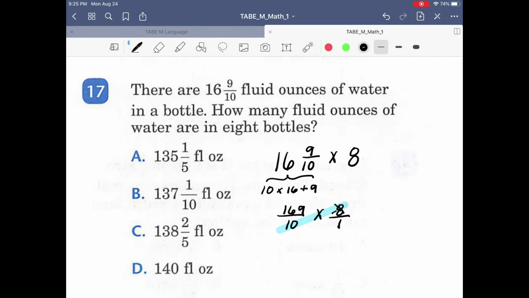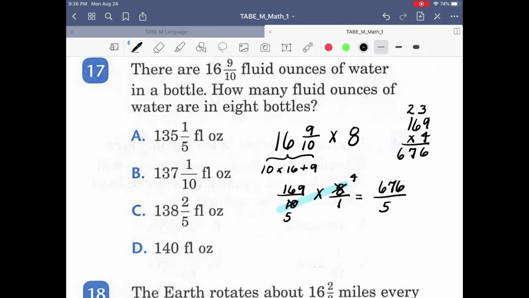2 into 8 is 4. 2 into 10 is 5. So we're going to end up with a 5 on the bottom. 169 times 4. If you can do it in your head, that's okay. That's 676, I do believe. And that is definitely top heavy. So let's do 676 divided by 5.